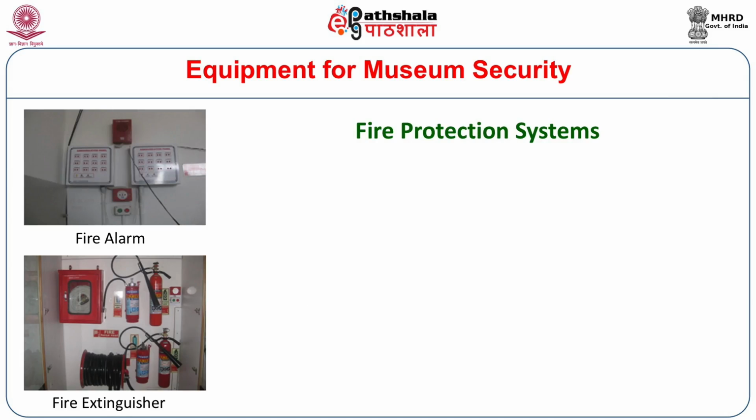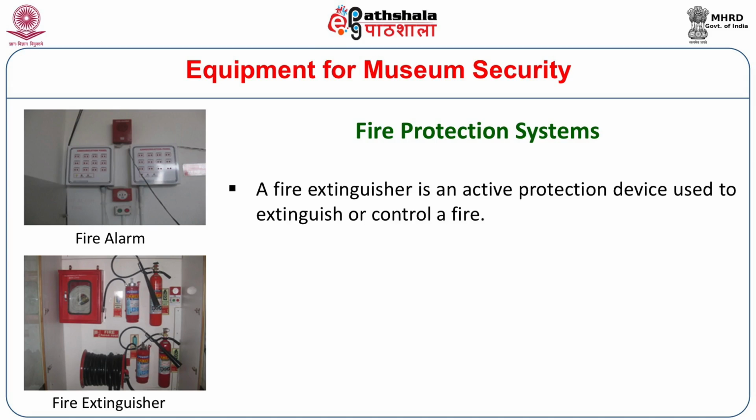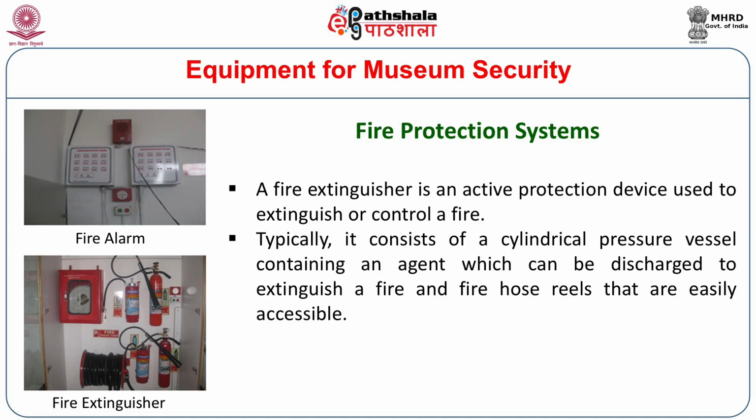The fire protection system includes the fire extinguisher. It is an active protection device used to extinguish or control a fire incident. Typically, it consists of a cylindrical pressure vessel containing an agent which can be discharged to extinguish a fire, or fire hoses and reels that are easily accessible.